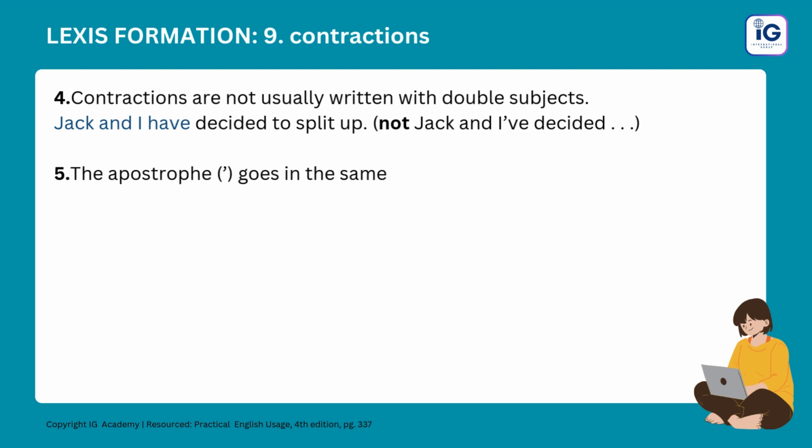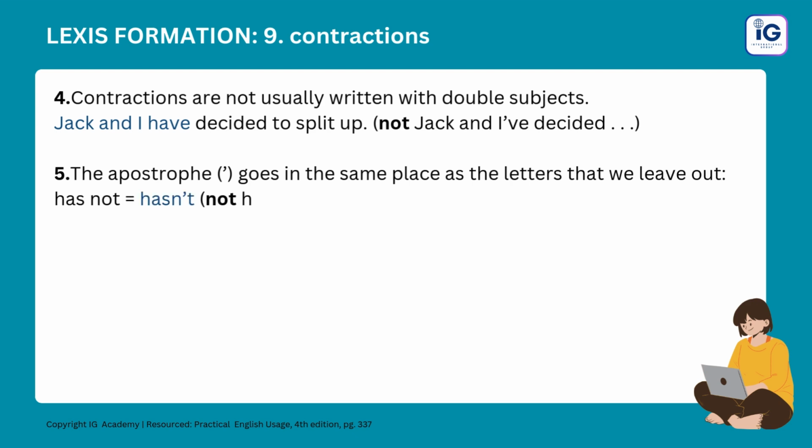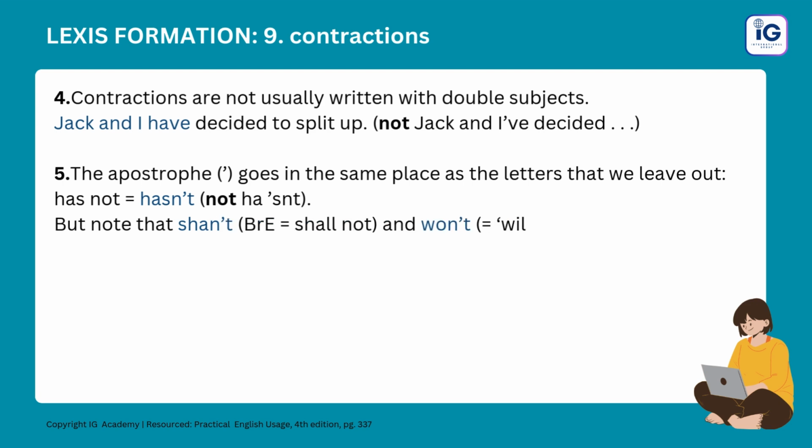5. The apostrophe goes in the same place as the letters that we leave out. For example, has not, the apostrophe goes between N and T. But note that shan't, used in British English, and won't only have one apostrophe each.